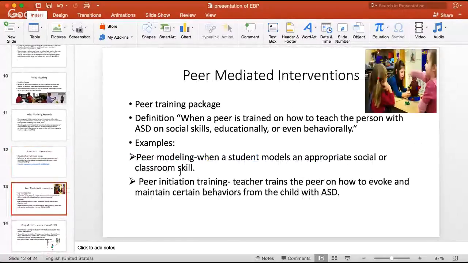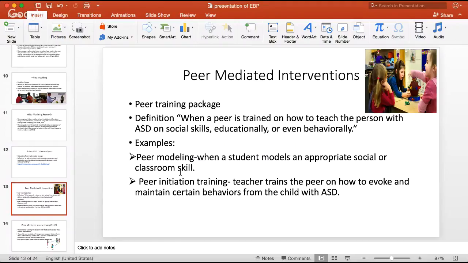So next, I chose to do peer-mediated intervention, which is a peer training package. The definition is when a peer is trained on how to teach the person with ASD on social skills, educationally, or behaviorally. So there's many examples of this. So I provided all the examples, and these are all evidence-based examples of peer-mediated interventions.